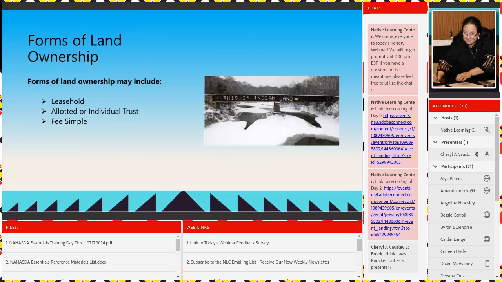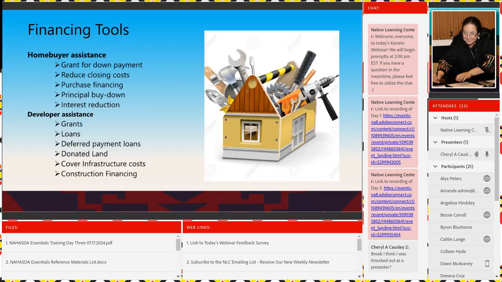And there are different forms of land ownership. They can include leasehold, allotted, individual trust, and fee simple. So your financing tools: you can use home buyer assistance, grants for down payments, reduced closing cost, purchase financing, principal buy down, interest reduction, developer assistance, grants, loans, deferred payment loans, donated land, cover infrastructure cost, construction financing.